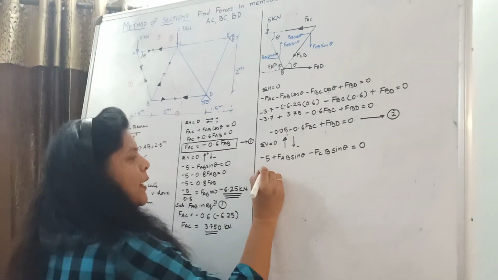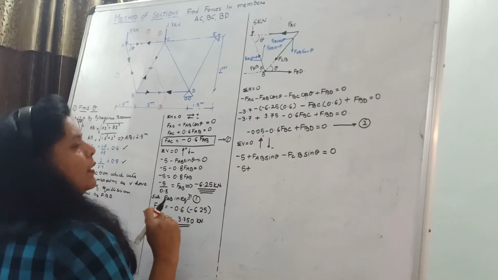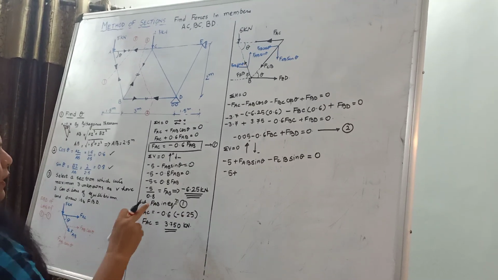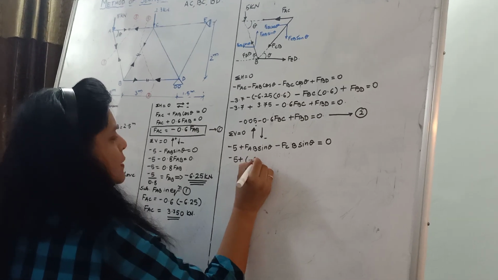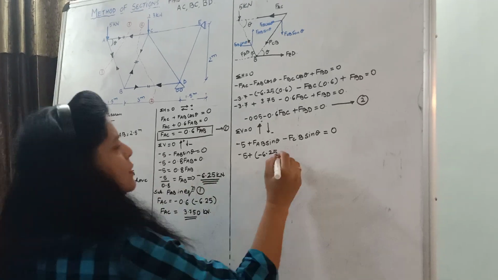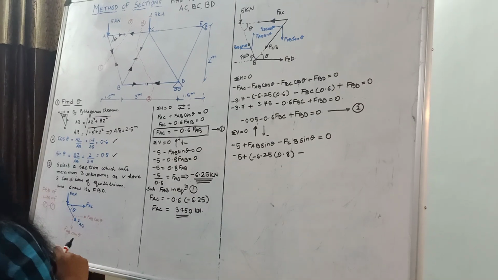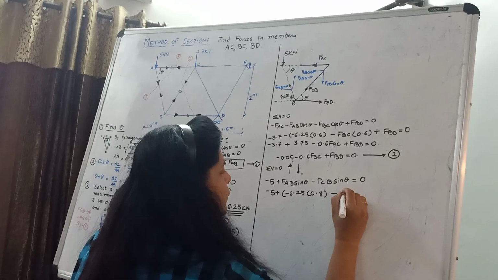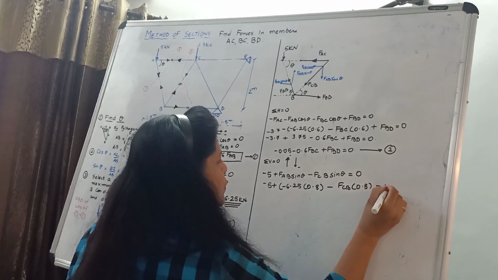Okay. So minus 5 plus, what is FAB value? We have calculated AB value. Yes. AB value we have calculated as minus 6.25. Minus 6.25 into what is sin theta? 0.8. Okay. Minus FCB. FCB we want to find out into what is sin theta? 0.8 is equal to 0.